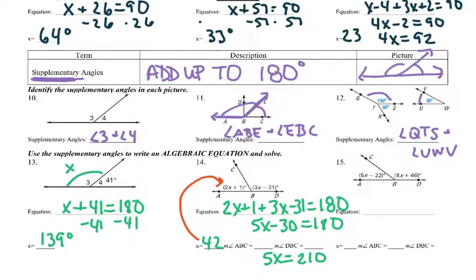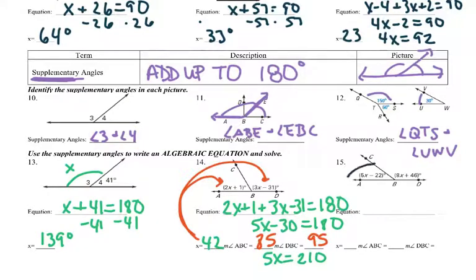Now I'm going to plug that 42 back in. 2 times 42 plus 1 is how I get 85. And if I plug it in here, 3 times 42 minus 31 is how I get 95. And that's kind of our hardest one. So we did one more like this.